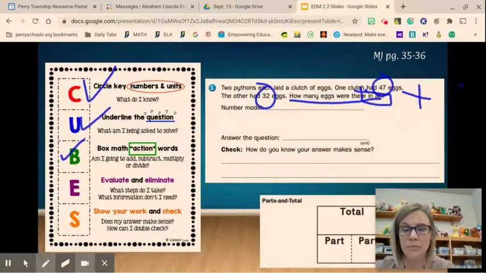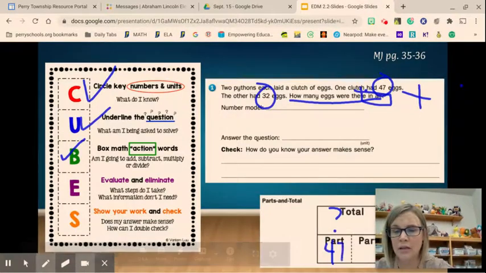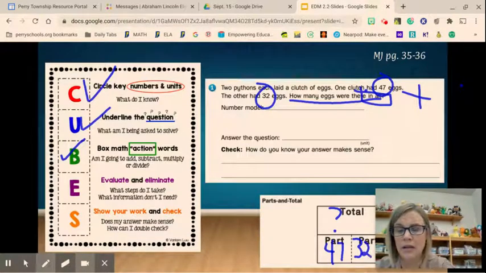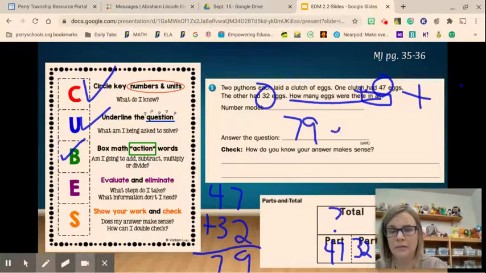I'm going to use this part-part-total diagram box, and the total is what I'm trying to find. In all and total are the same. I'm going to say 47 and 32. And remember, I said in all means I'm going to add. Show my work: 47 plus 32. 7 plus 2 is 9. 4 plus 3 is 7. So my total is 79 eggs. My number model is 47 plus 32 equals 79.